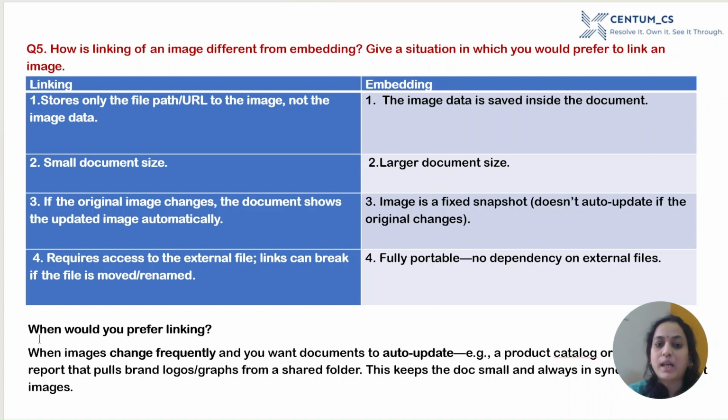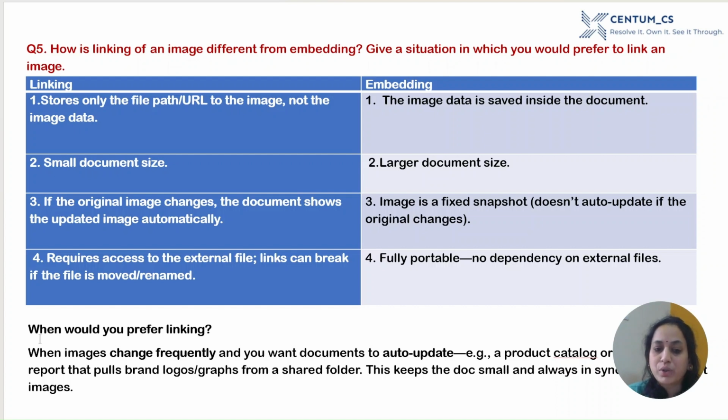This requires access to the external file. Links can break if the file is moved or renamed. When it is embedded, the document is large in size and the image is fixed. It is a snapshot that doesn't auto update if the original changes. It is fully portable, with no dependency on external files.